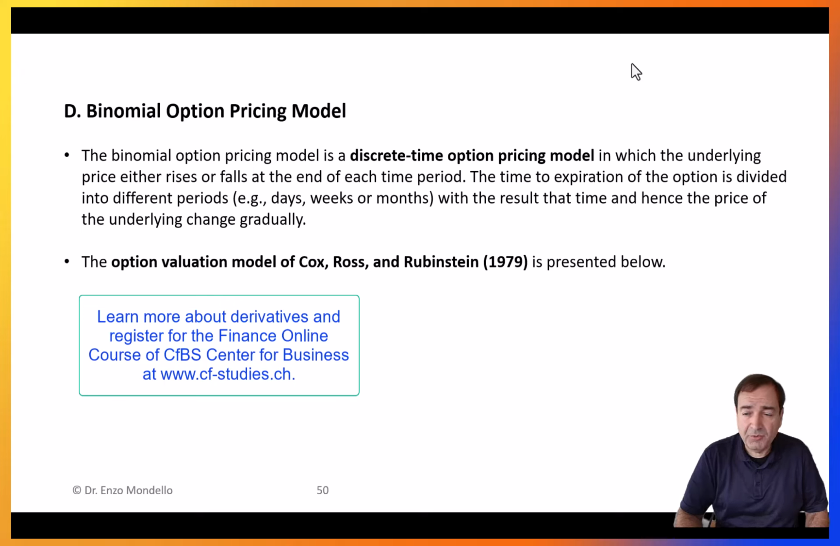The time to expiration of the option is divided into different periods, for example, using days, weeks, or months, with the result that the time and therefore the price of the underlying change gradually over each period in the model. The option valuation model that we discuss in this class is the model of Cox, Ross and Rubinstein.